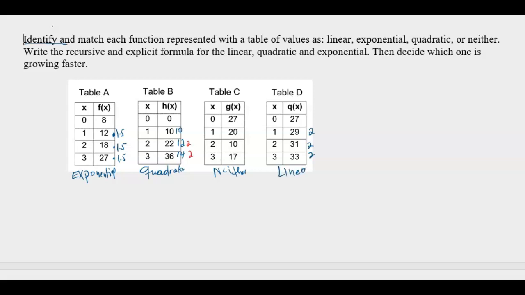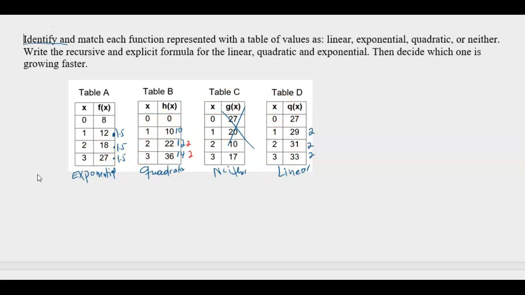Okay, so we identified each one as being linear, exponential, quadratic, or neither. This one is neither, so we don't need it. We have linear, quadratic, and exponential. Now, we're going to write out an explicit and a recursive formula for each one of them. Okay? So, let's start with the linear one.